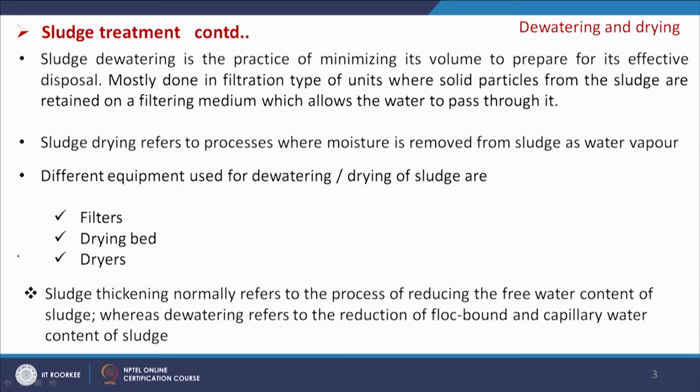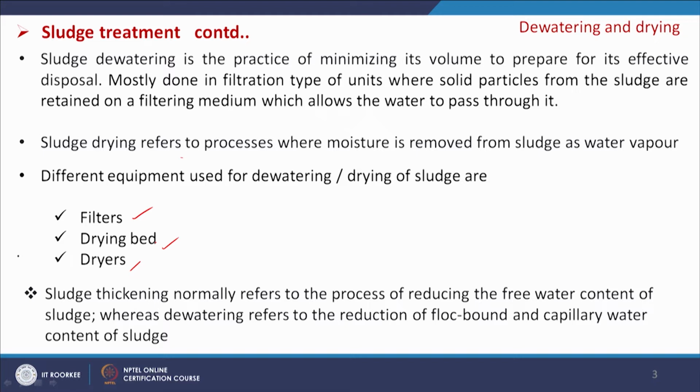So, dewatering is basically the removal of water present in the sludge, and this removal may be possible by filtration or by application of heat. Sludge dewatering is the practice of minimizing its volume to prepare for its effective disposal, mostly done in filtration type units, where solid particles from the sludge are retained on a filtering media which allows the water to pass through it. Sludge drying refers to processes where moisture is removed from sludge as water vapor. So, we are applying heat, maybe sun dried or the application of heat. The different equipment used for dewatering or drying of sludge are filters, drying beds and dryers.